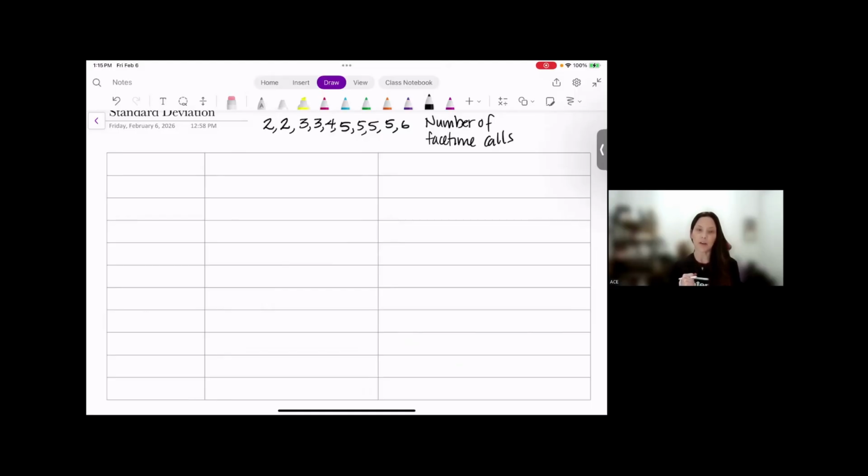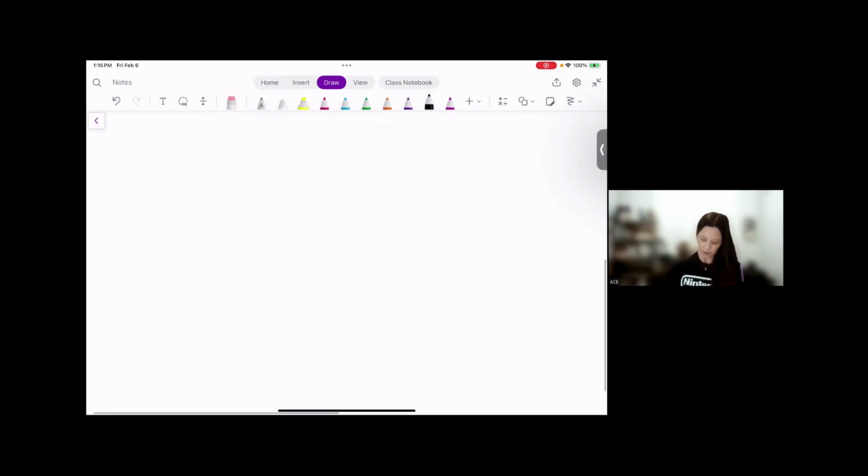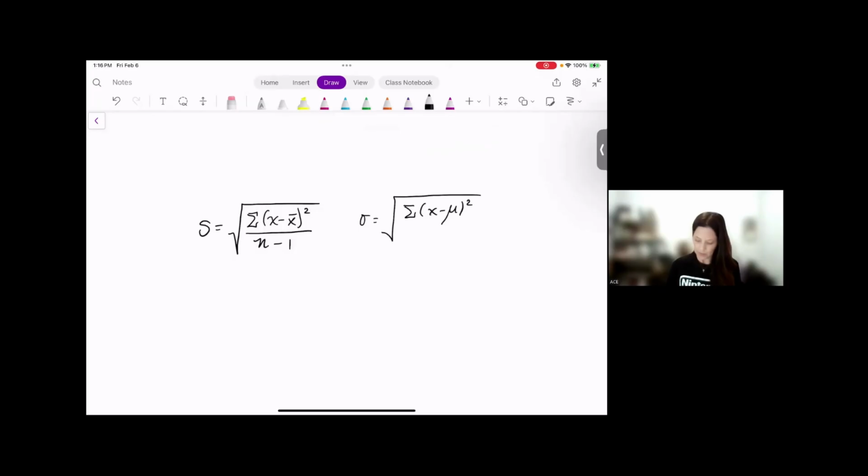The formulas for standard deviation of a population versus the sample differ. Let's talk about the formula really quickly. The formula for standard deviation of a sample is found by taking the square root of the sum of every x value minus the mean squared divided by the sample size minus 1. Standard deviation of the population is found by taking the sum of every x value minus the population mean squared divided by the sample size.